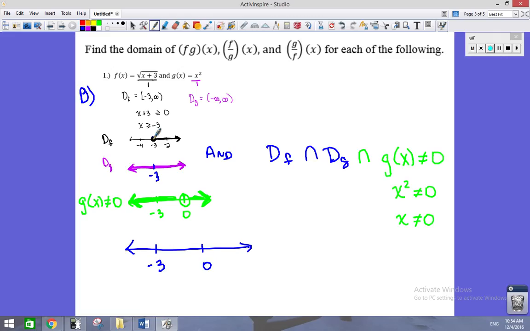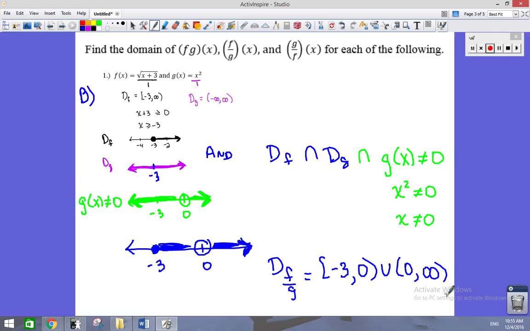And negative 3 is shaded in all three of these sets in this intersection. And 0 is not shaded in this one. It has to be shaded in all three to be shaded in my answer. To the left of negative 3 is not shaded here. It has to be shaded in all three to be in my answer. Now between negative 3 and 0 is shaded in all three, so it's shaded in my answer. And to the right of 0 is shaded in all three. So my domain for f over g is the set of all real numbers that are greater than or equal to negative 3, excluding 0, however.